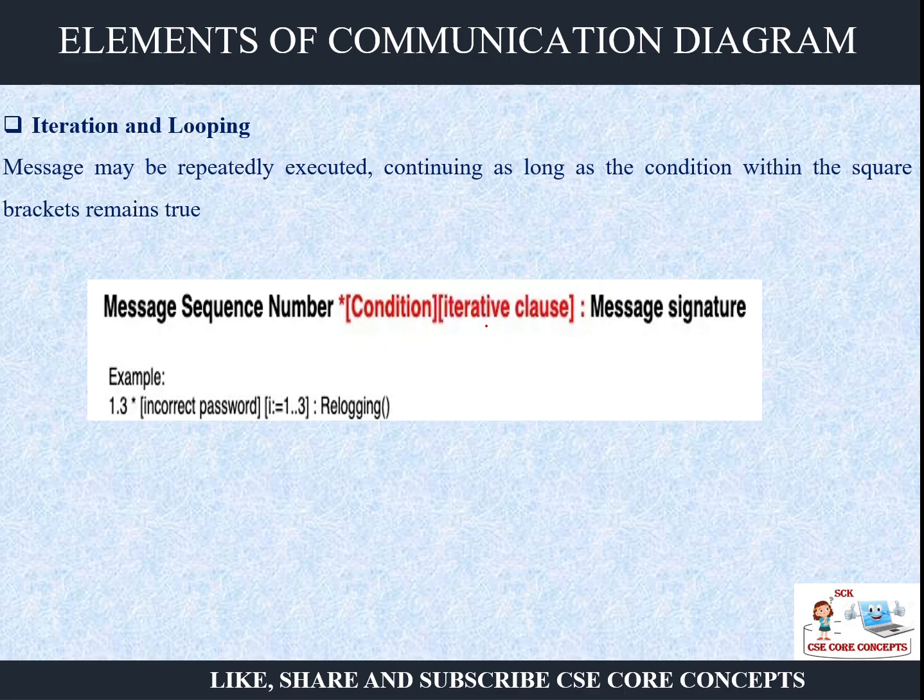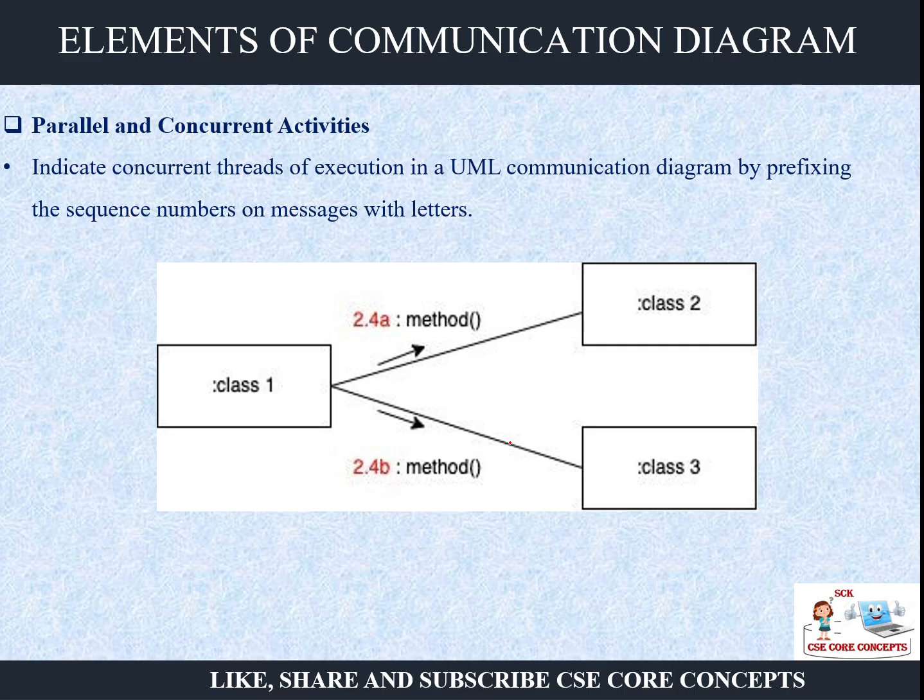So you can give an iterative clause. Let's say this is message number 1.3. If incorrect password, then you are going to iterate 3 times, 1, 2, 3, relogging. Understood? So this is how you are giving the message. Parallel and concurrent activities indicate concurrent threads, that is, both will be done concurrently. So you can say 2.4a, 2.4b. This type of messaging is also allowed.